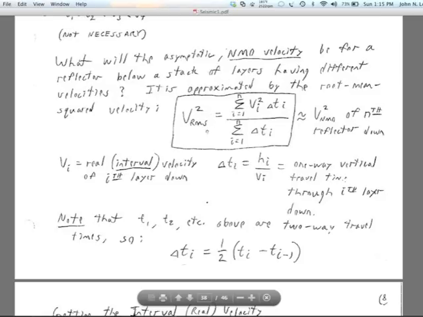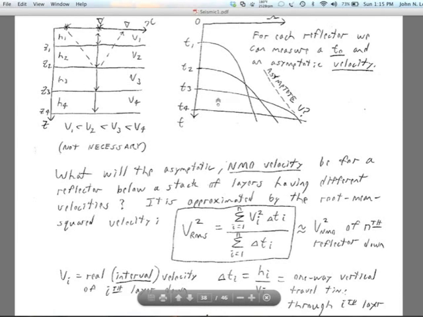So Vrms squared is equal to the ratio of two sums. The sum in the numerator adds up over all the layers. We've got layers 1, 2, 3, and 4 up here, so we add up through all the layers. We add each layer's velocity squared, so V sub i squared, that would be the ith layer's velocity squared, times delta t sub i. That's a time, I'll define that in a second. And then in the denominator, we've got another sum, which is just of the delta t's for each layer.